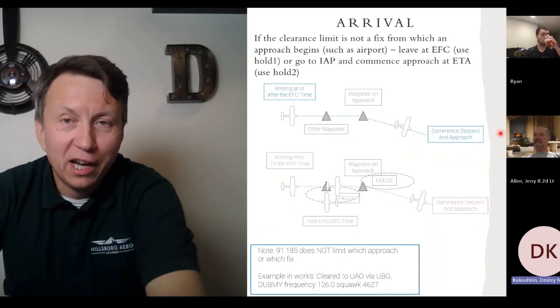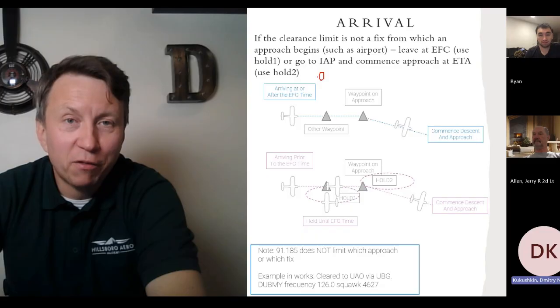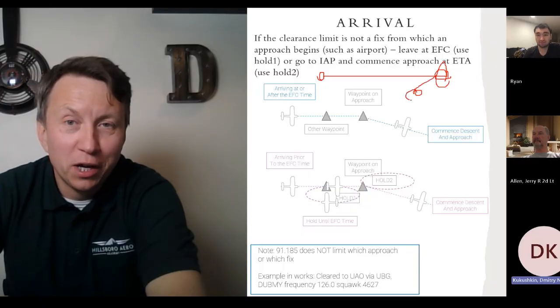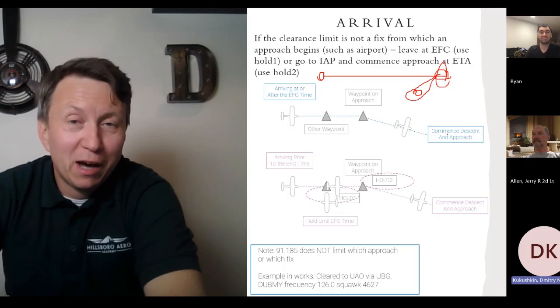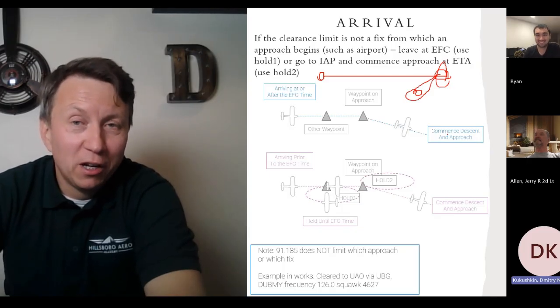I did this slide in more of a linear form, but imagine if you'd be filing from Twin Oaks to Eugene, then your approach fix is probably ways out. So you have to hold here, then go back to a fix, then do a turnaround, and then go fly an approach. So suddenly it becomes not very logical.